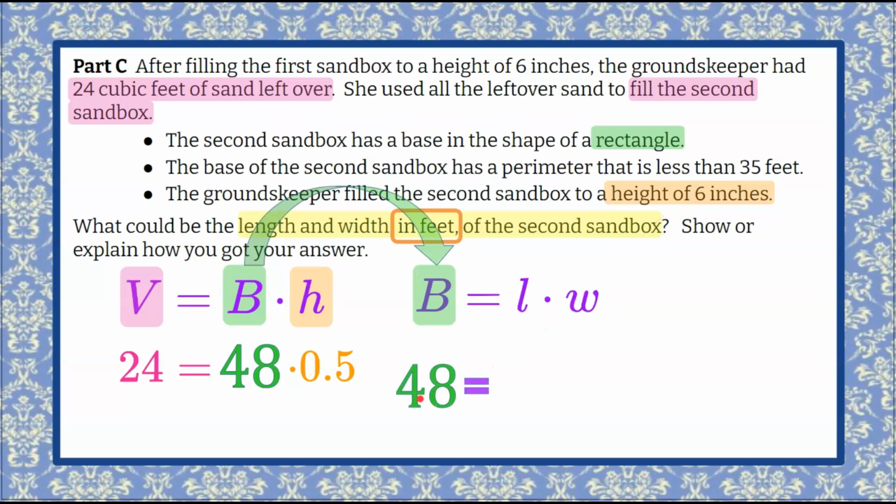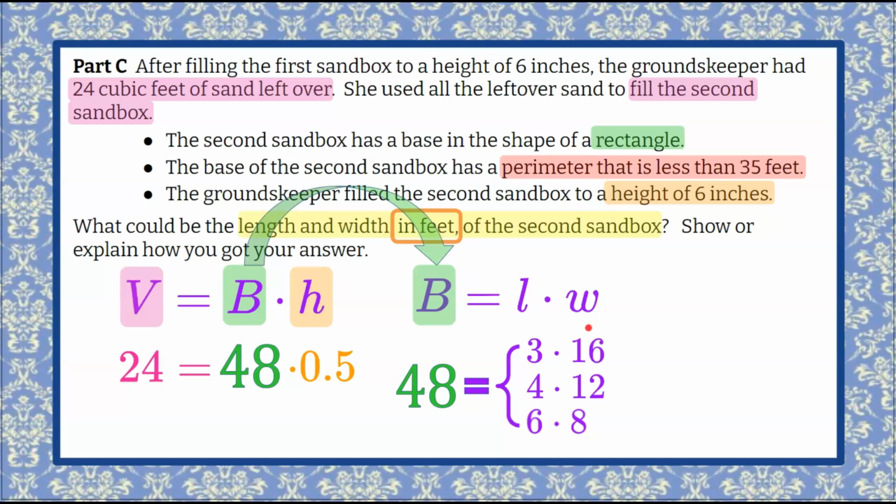So we're going to come over here and say that 48, what two values when multiplied together give you 48? So we know that we can start right here, 3 times 16, 4 times 12, and 6 times 8. There's a few others too. You could do 1 and 48, you could do 2 and 24, but there's a little caveat here. We're told that the perimeter has to be less than 35 feet. Perimeter is the distance around, so the total of all 4 side measurements.